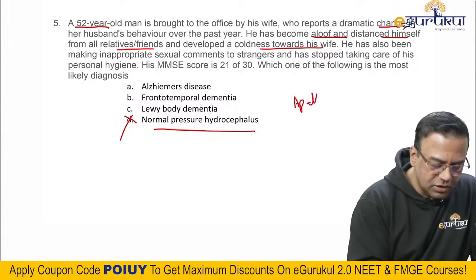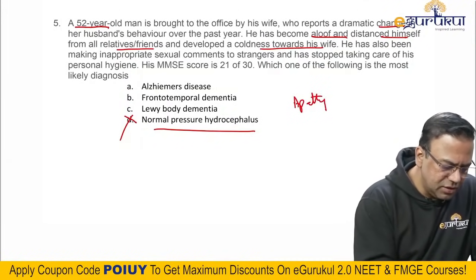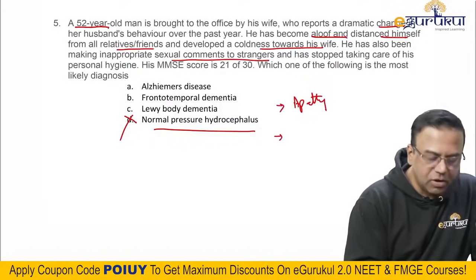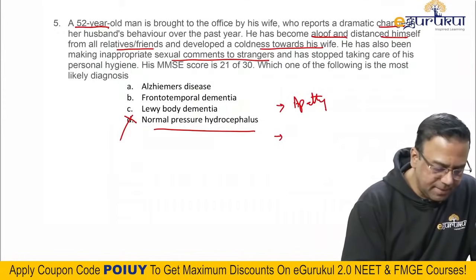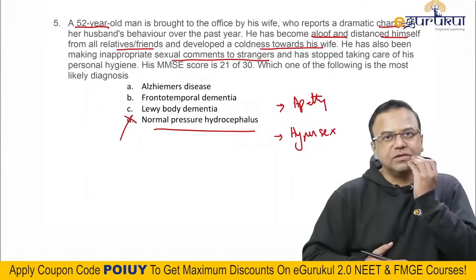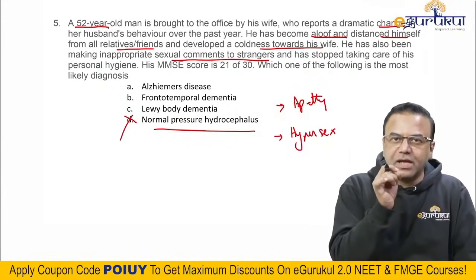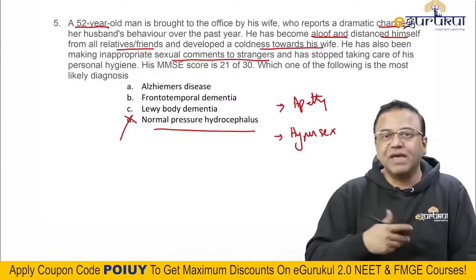So one thing we've got in this question is apathy dominating the picture. He's got inappropriate sexual comments to strangers. This is a very important feature of frontotemporal dementia. Okay, hypersexuality. One of the things that you'll notice is there are patients with frontotemporal dementia. Frontal lobe is the major area where, if there's a disease, the patient has behavioral problems.